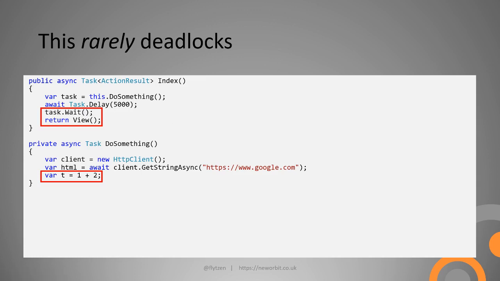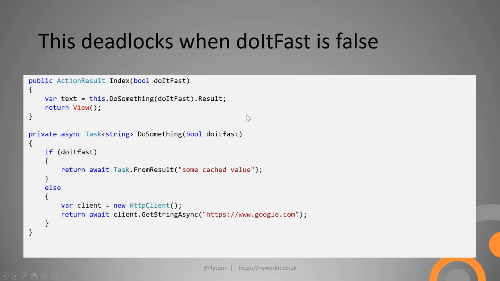Another example is this. In this case, I'm passing in a parameter called doItFast. It's again just so you can test it. This is in the code examples online. But what's going to happen here? So we're going to call do something, and it says, okay, if we're going to do it fast, it might be that I have something in cache, for example. I'm just going to return an await on Task.FromResult.